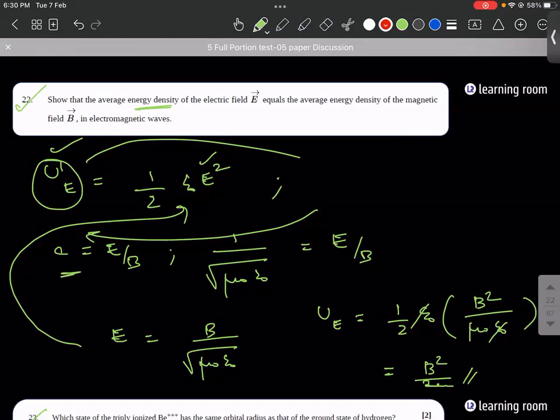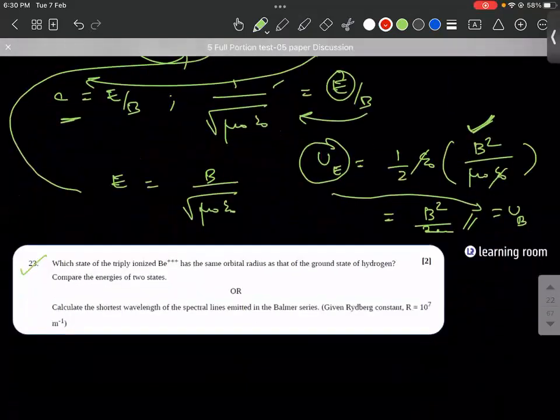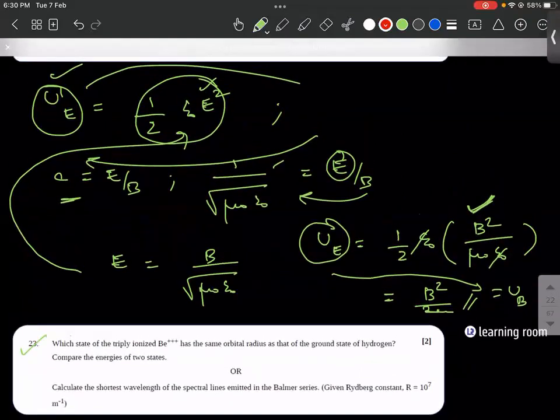You should write C is equal to E by B, and C is also equal to 1 by root of mu naught into epsilon naught. Then you start writing E in terms of B. Take this and substitute it here. Finally, you should get this value. Now, this value will be equal to UB. B square by 2 mu naught is UB. So actually, you started with UE, but you got this value. Understood? Yes, sir. Clear, sir.